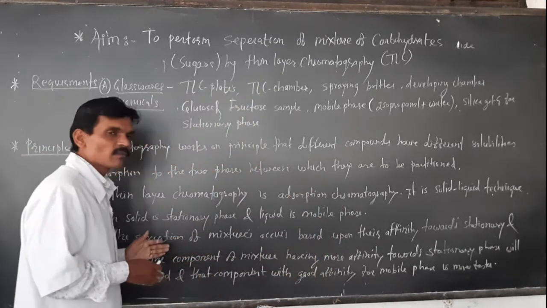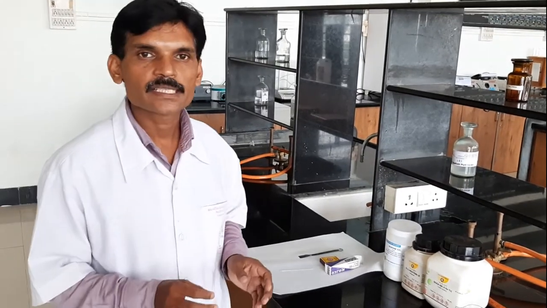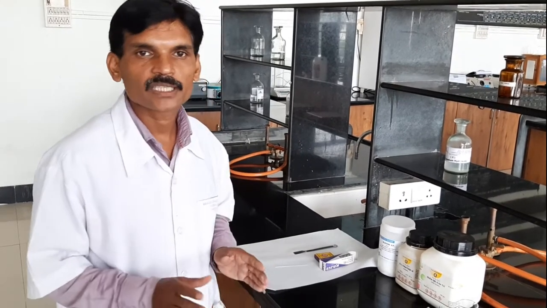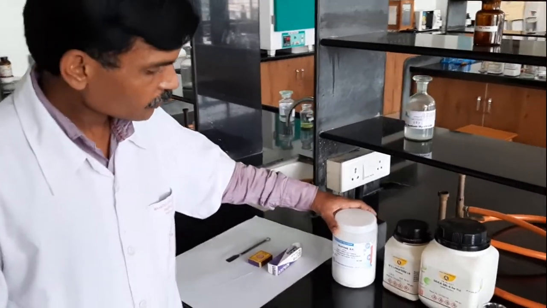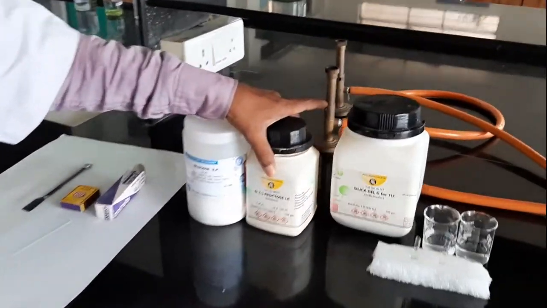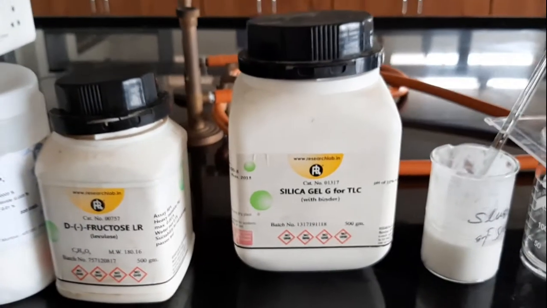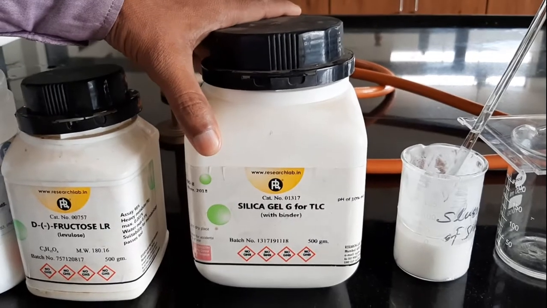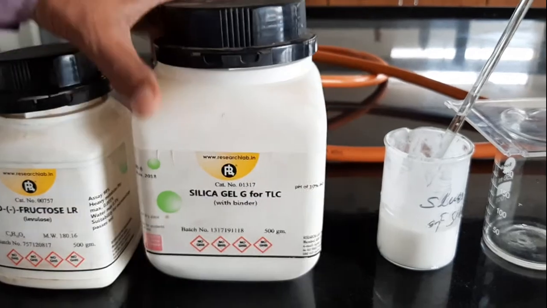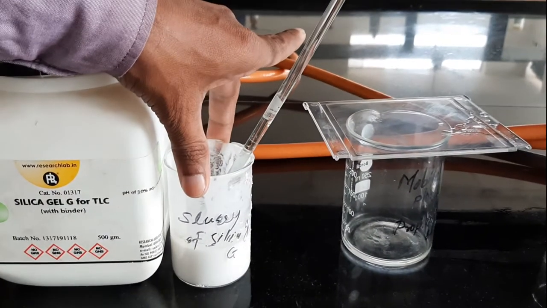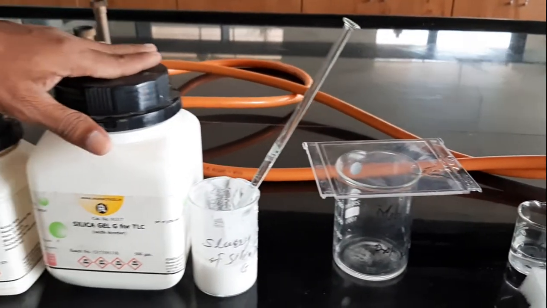So we will perform this practical at laboratory level. The aim of today's practical is the separation of a carbohydrate sample by thin layer chromatography. For this we require chemicals, samples of glucose and fructose, which are carbohydrate samples. Similarly, for preparation of the stationary phase, that is for preparation of TLC, we require silica gel G. We have to prepare the slurry. We have already prepared the slurry of silica gel G in distilled water. This is the requirement for the stationary phase.